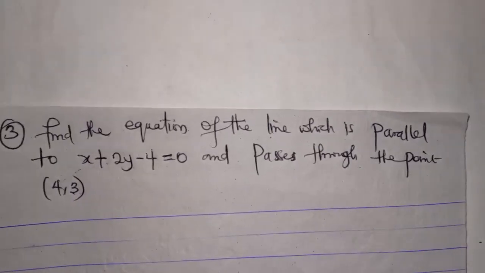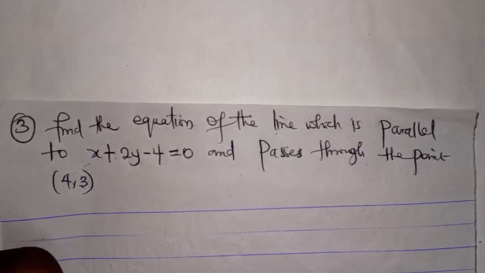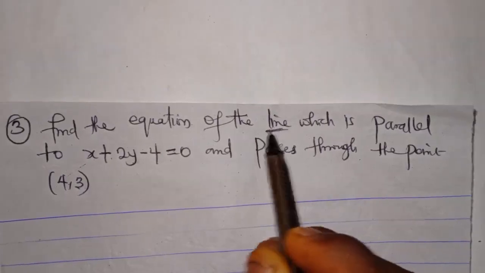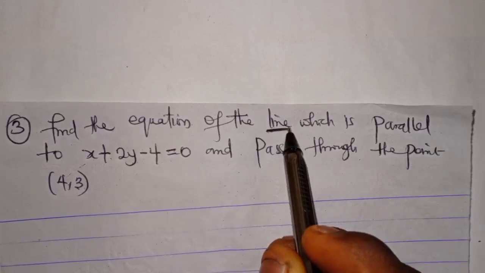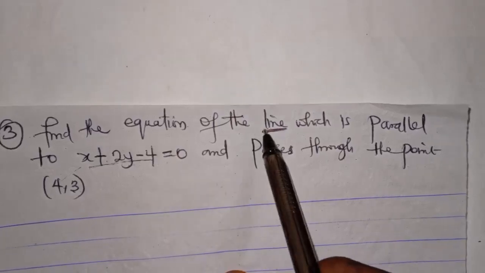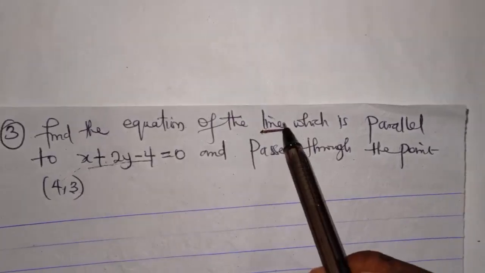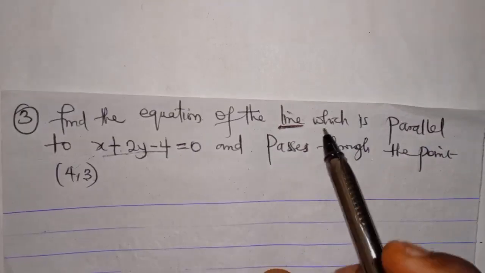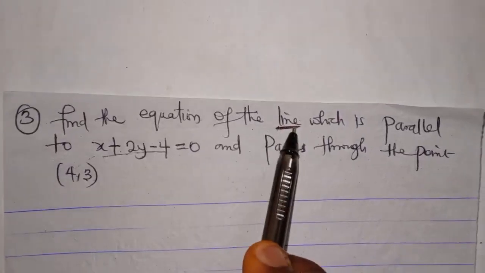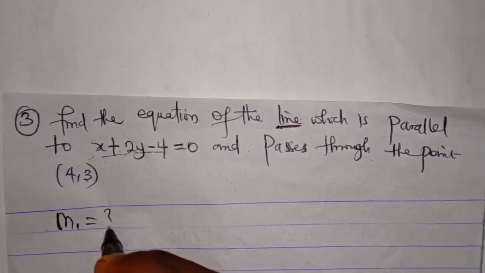Now, when you hear parallel, you just think of equal gradient. Remember, we said that 2 lines are parallel if their gradients are equal. So it means that the gradient of this line, whose equation we are looking for, is the same as the gradient of this line. If I know the gradient of the line I'm looking for, and I have 1 point on that line, I can use the gradient and 1 point form to determine the equation. Now, let the gradient of this line, whose equation we are looking for, be m1. So m1, we don't know what it is.